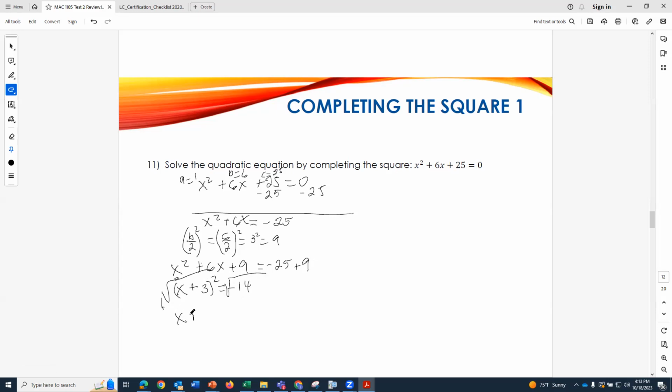That will be x plus 3 equals plus or minus square root of negative 14. Negative 14 is negative 1 times 14, so that is the square root of negative 1 times the square root of 14. The square root of negative 1 is i. That will be i square root of 14. And remember, we still have a plus or minus sign that we have to carry with us. And that will be x equals plus or minus i square root of 14.